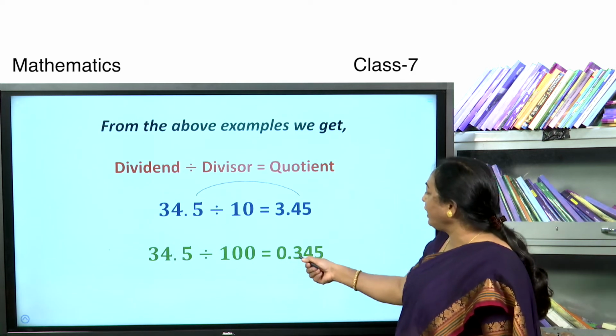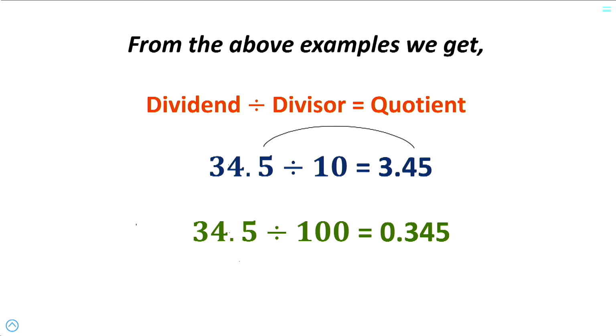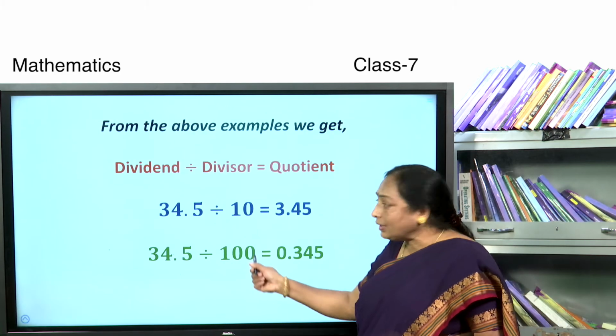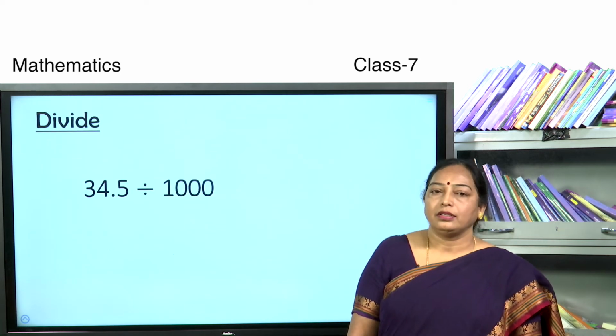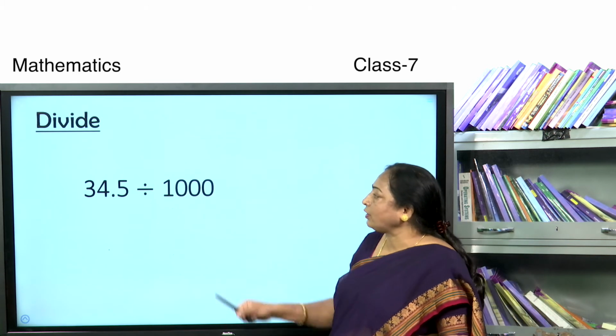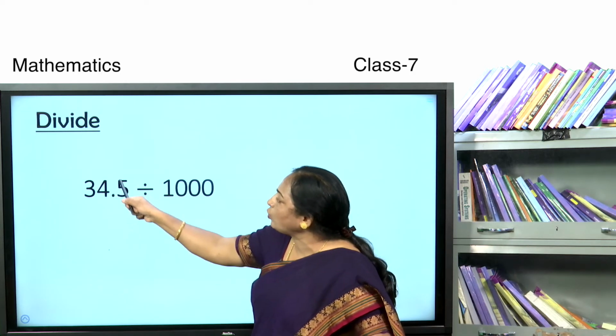Therefore, we will get 0.345. 34.5 divided by 10 is 3.45. 34.5 divided by 100 is 0.345. By understanding this concept, let us divide the same number by 1000. How many zeros are here? 3 zeros. Therefore, the decimal point is shifted 3 places towards the left.